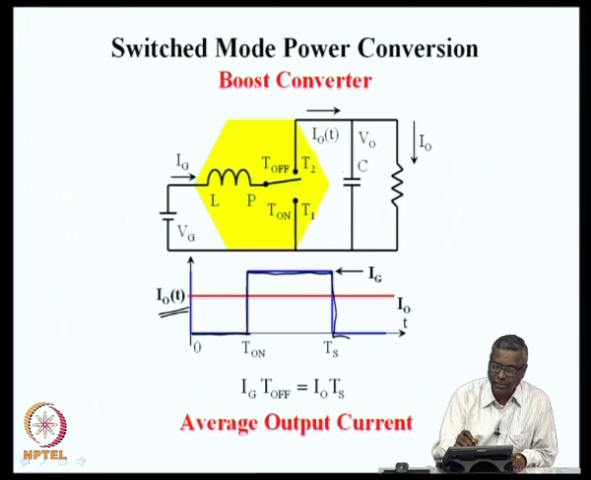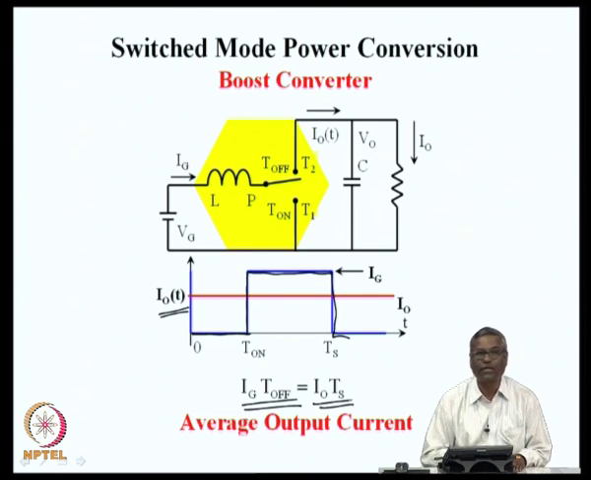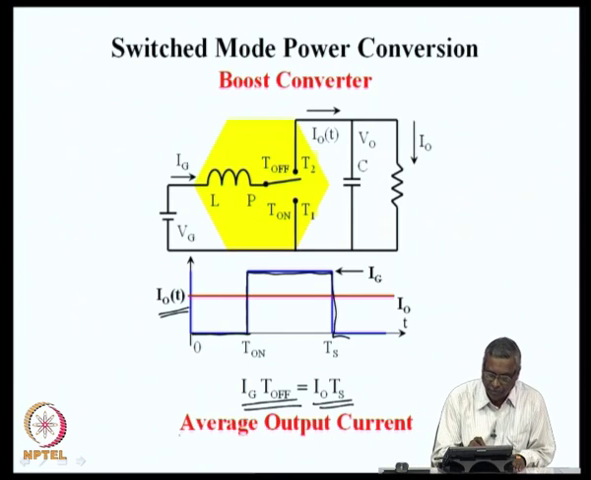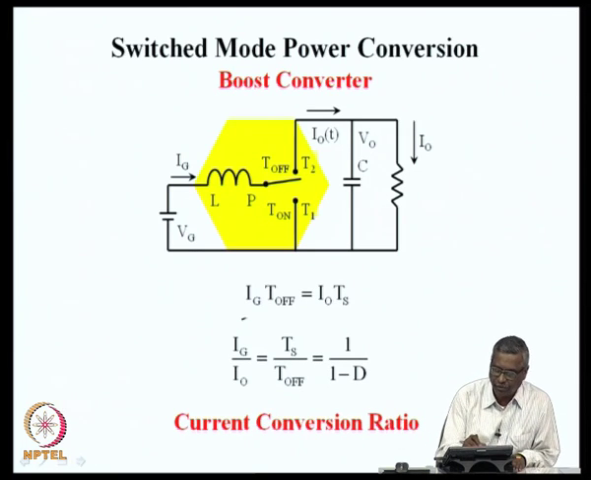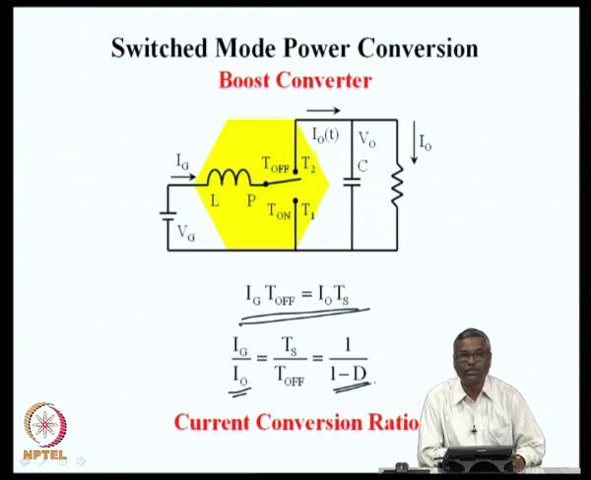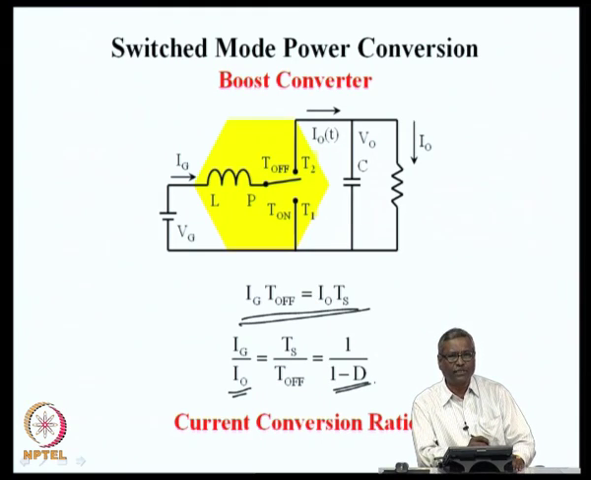So, naturally, this I naught of t, when you average it, will be the same as the output current, because the average current through a capacitor is 0 over 1 cycle. If we apply that principle, you will find that Ig into T off is the average of this quantity, which is the same as I naught into Ts, and this is obtained by finding the average output current being delivered by the converter. This relationship can be reduced to get Ig by I naught is 1 by 1 minus D. This is again something which we had seen before.